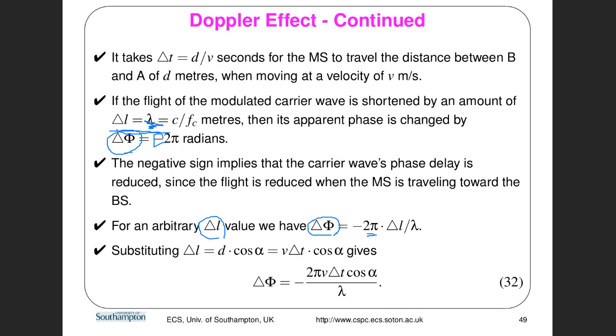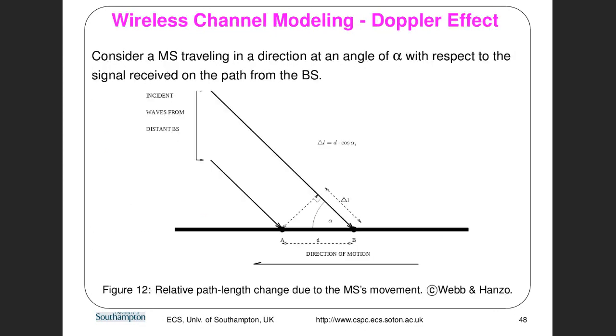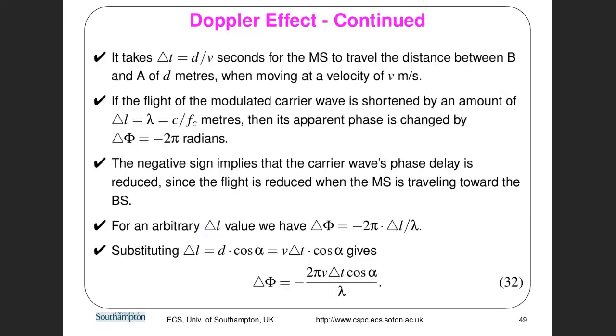Here, if we extend this representation, delta L equals d times cosine of the angle of arrival. So delta L is replaced by this. Then we get this phase change.